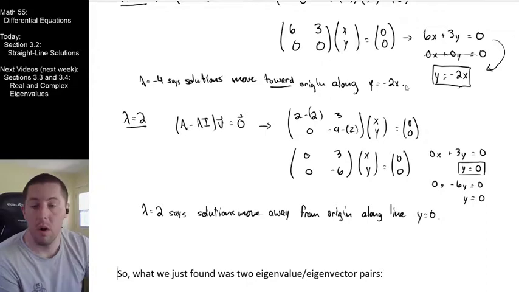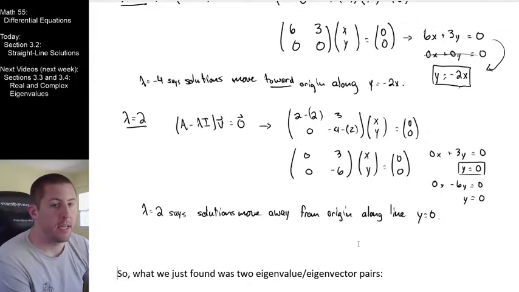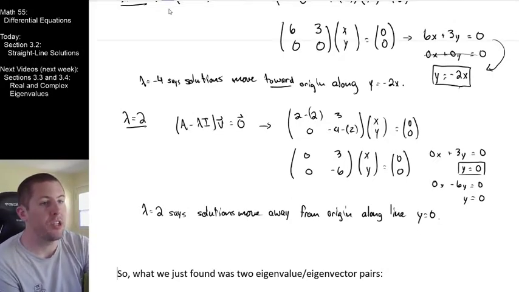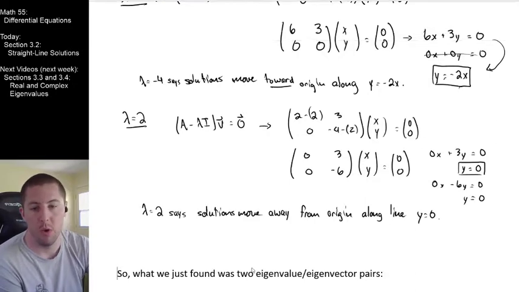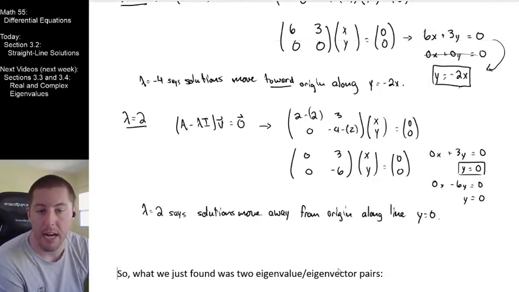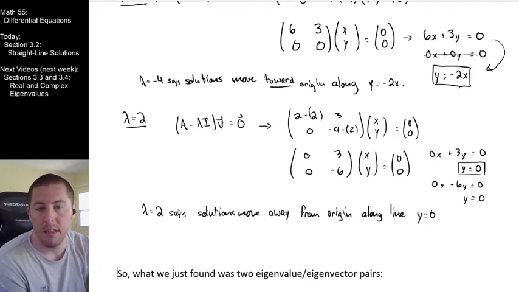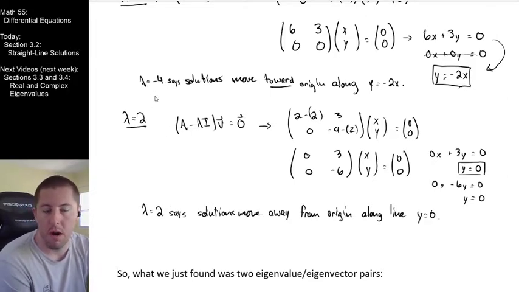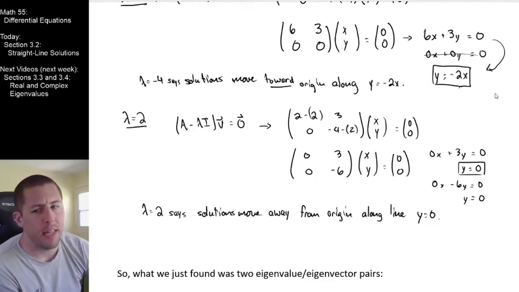All right, so we kind of did it right here. And I want to point out some other really nice things here as well. The statement that I'm making down below is, so what we just found is two eigenvalue eigenvector pairs. These lambdas are going to be our eigenvalues, 2 and negative 4, but we didn't find vectors, we found lines. What I want to write these as is vectors.